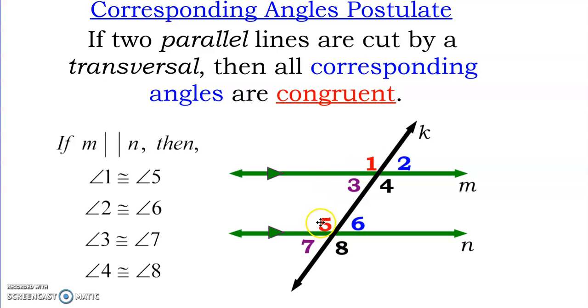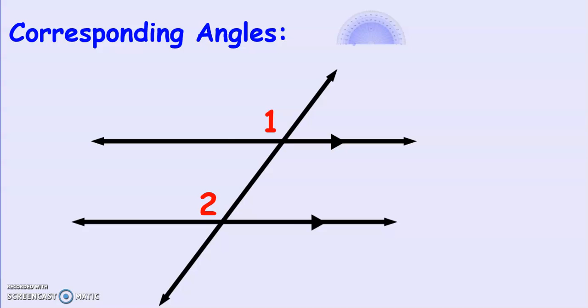So angle 1 and angle 5 are corresponding, so they are congruent. Angle 3 and angle 7 are corresponding, so they are congruent. Angle 2 and angle 6 are corresponding, so they are congruent. Angle 4 and angle 8 are corresponding, so they are congruent. Now, corresponding angles are only congruent if the two lines are parallel, so if M is parallel to N. Otherwise, if they're not parallel, we don't know that corresponding angles are congruent.